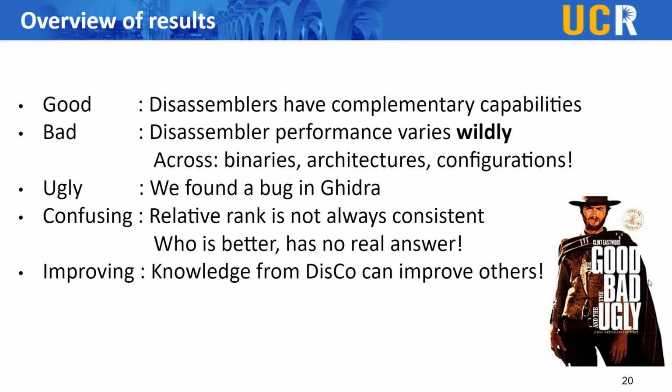The bad news is that disassembler performance varies wildly and is very sensitive to architecture and compilation configurations. We also found a bug in Ghidra during the course of our study. What is confusing is that relative ranking is not always straightforward or even consistent, because it depends on what kind of metric you use to consider the performance. And in the end, we have also shown that DisCo can be used to improve other disassemblers. So there is still hope for all these disassemblers to improve.